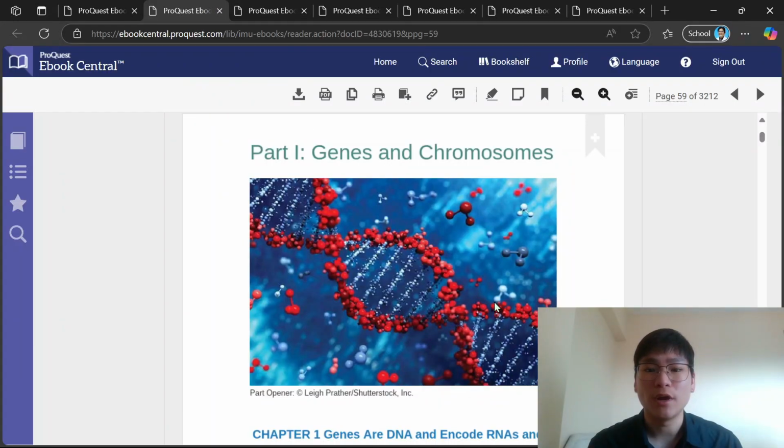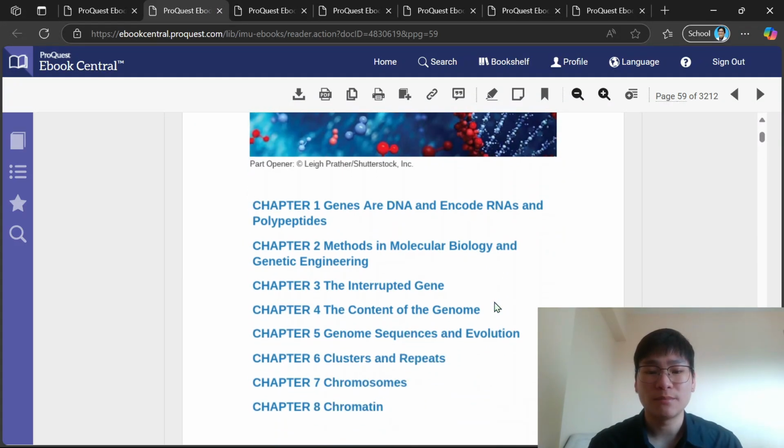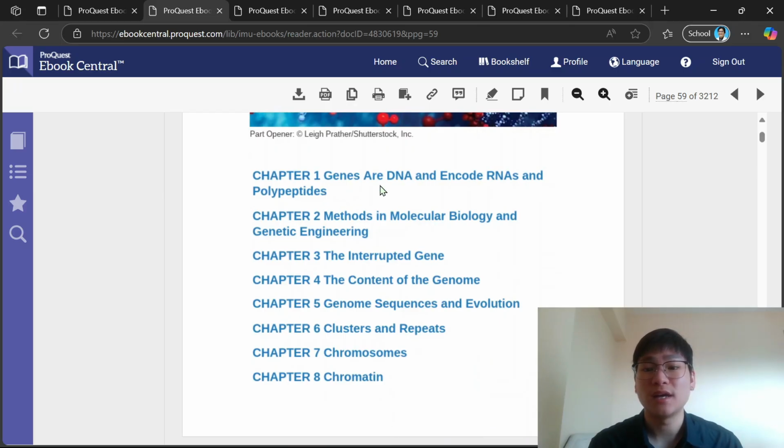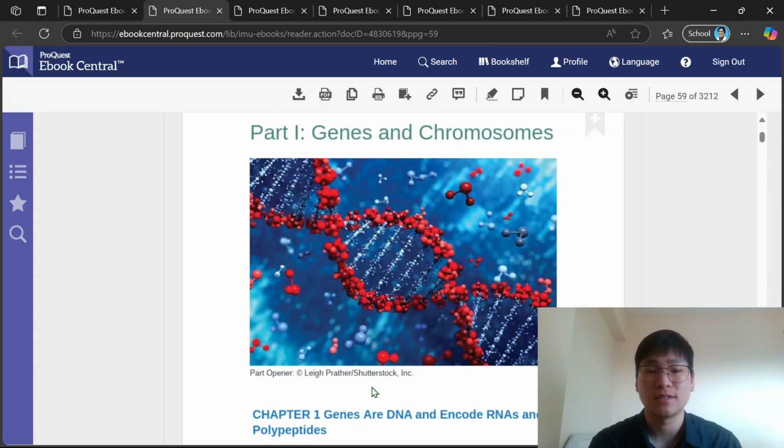So let's start with part 1, which is only basic on genes and chromosomes. There are 8 chapters here. From genes are DNA and encodes RNA and polypeptides, basically discussing the central dogma of our cells. Methods in molecular biology and genetic engineering, so how we manipulate DNA and genetics, the interrupted gene, content of the genome, sequencing and evolution, clusters and repeats, chromosomes and chromatins. So this is a very basic introduction to how genes and chromosomes are in our cells.